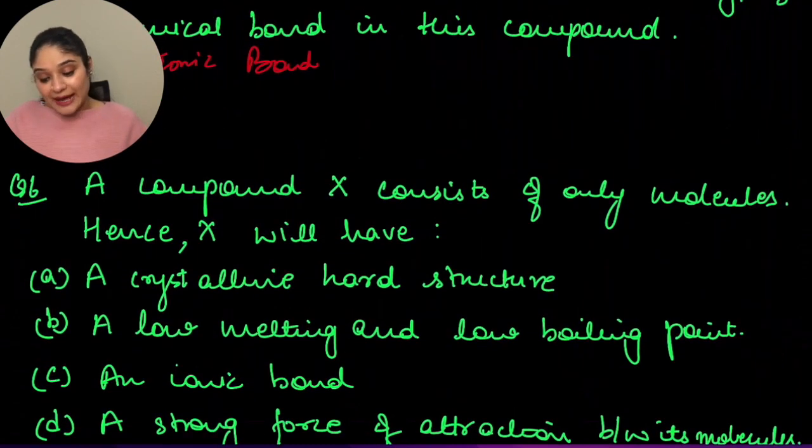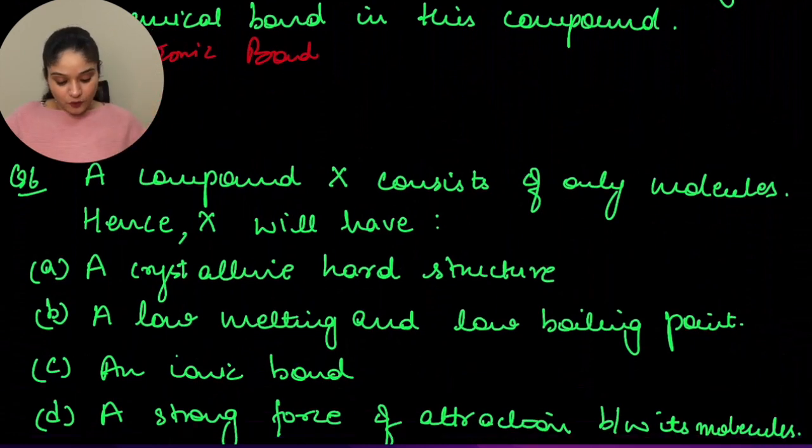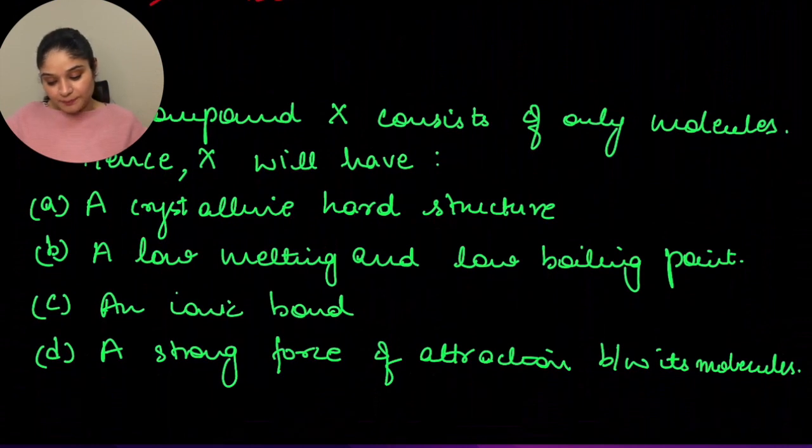A compound X consists of only molecules. Hence, X will have dash. Now, compounds that form molecules are covalent in nature, sorry, it would be covalent bond, not ionic bond. From these options, you just have to pick which one would be the correct property.